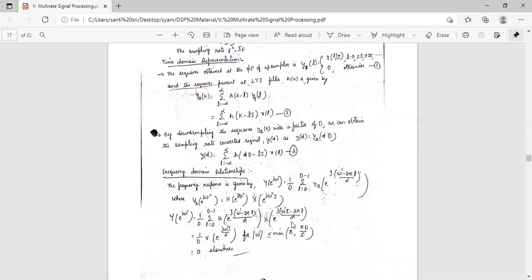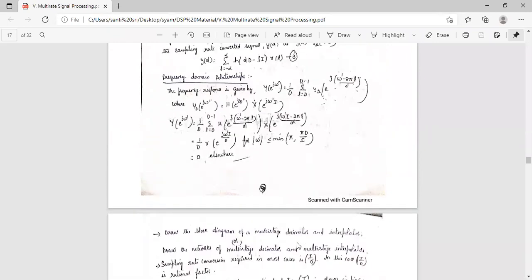Coming to the frequency domain representation, the frequency response is given by Y of e power j omega equal to 1 by D into sigma l equal to 0 to D minus 1 of Y2 of e power j (omega dash minus 2 pi l by D), where Y2 of e power j omega dash is equal to H of e power j omega double dash into X of e power j omega double dash I. Or Y of e power j omega dash is equal to 1 by D into sigma l equal to 0 to D minus 1 of H of e power j (omega dash minus 2 pi l by D) into X of e power j (omega dash I minus 2 pi l by D), or it is equal to 1 by D into X of e power j omega dash I by D for mod omega dash less than or equal to the minimum of pi and pi D by I, or it is 0 elsewhere. So that is about the data rate conversion.